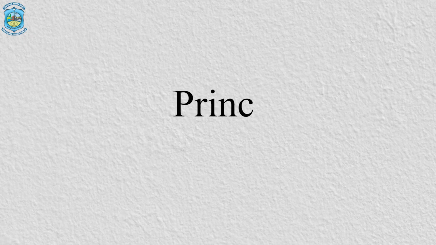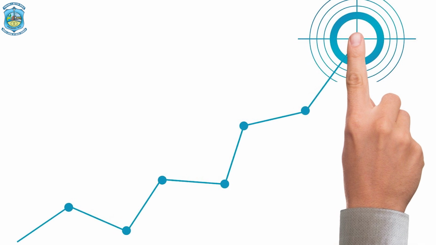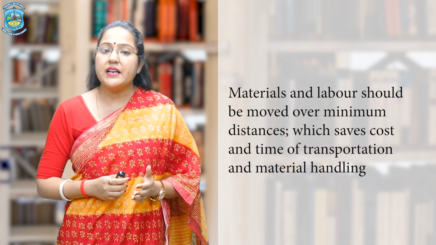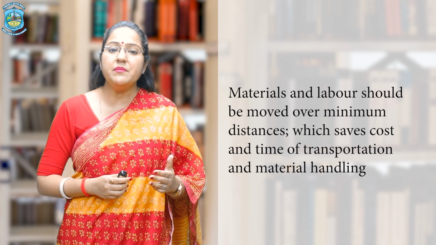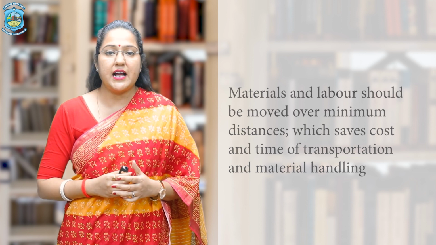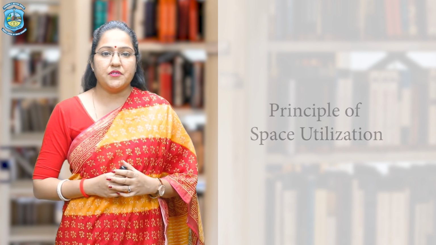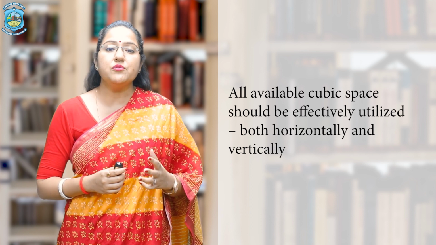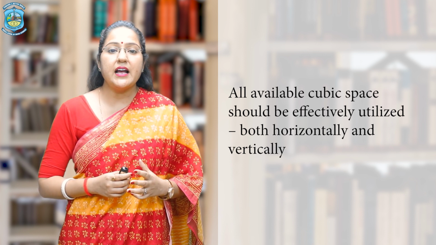Now let's see the principles of plant layout. While designing the plant layout, there are a few principles which must be kept in view. The first principle is the principle of minimum movement. Materials and labor should be moved over minimum distances, which saves cost and time of transportation and material handling. The second principle is space utilization. All available cubic space should be effectively utilized both horizontally and vertically.